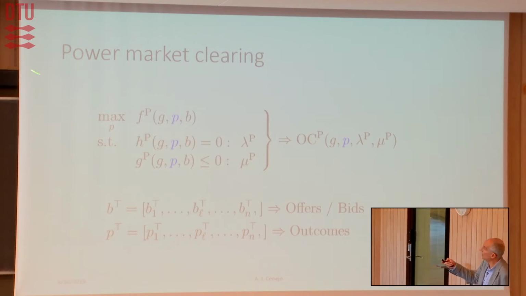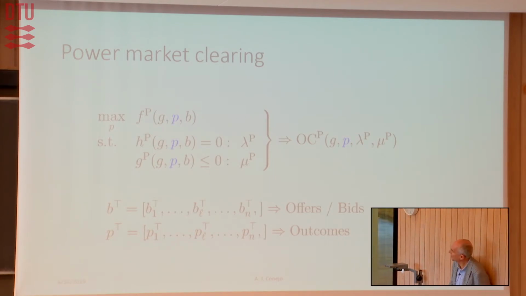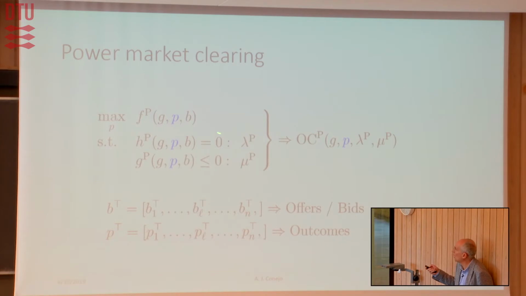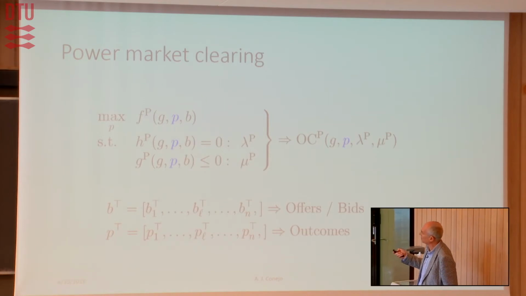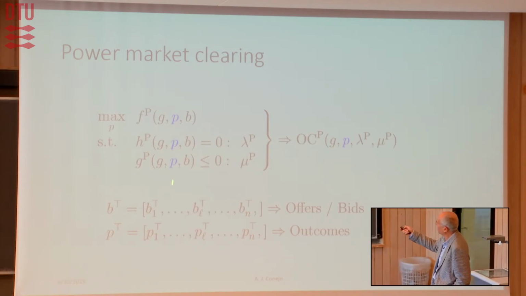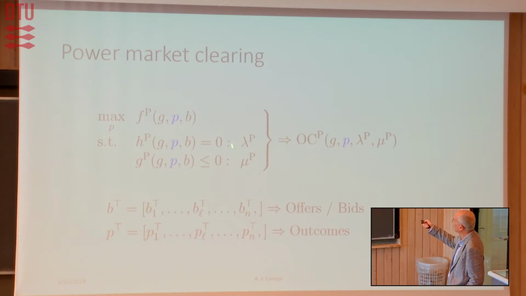The power market clearing is the same thing. In this case, it is the blue one. So the variable is going to be P over here. And now, for the bids, I use B instead of A. So B are the offer bids, which for this problem are constant. They are not variables of the problem. The variables are just the P and the dual variables lambda P and mu P.